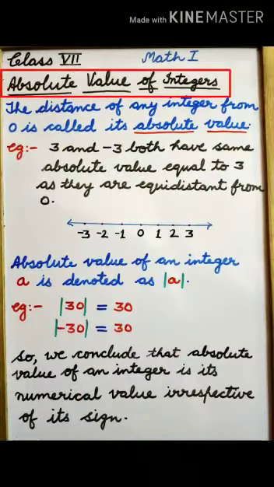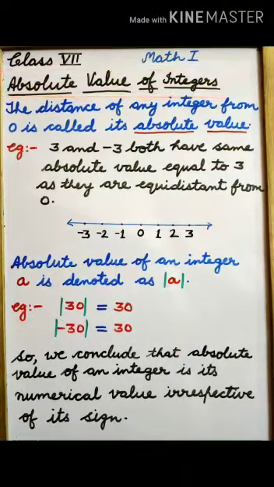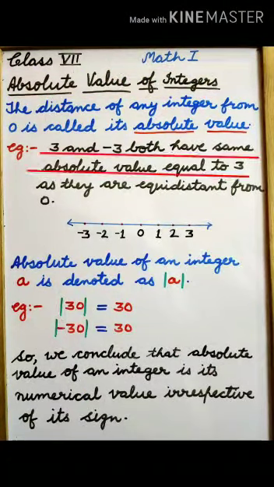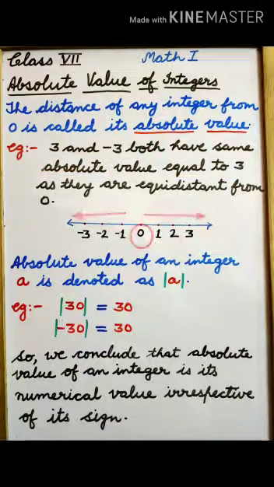Now we study about the absolute value of integers. The distance of any integer from 0 is called its absolute value. For example, 3 and minus 3 both have the same absolute value equal to 3, as they are equidistant from 0.